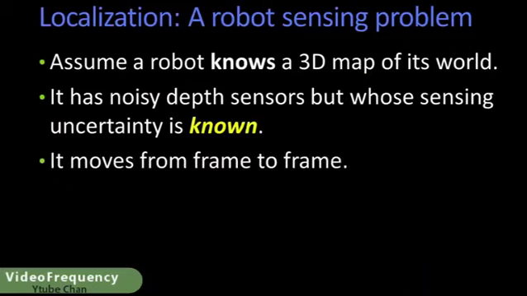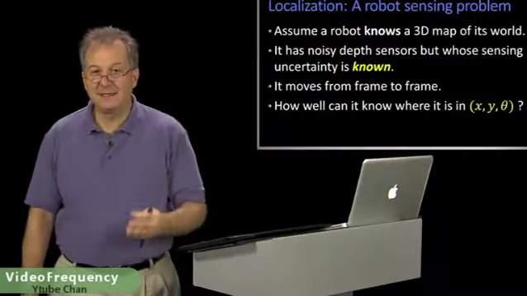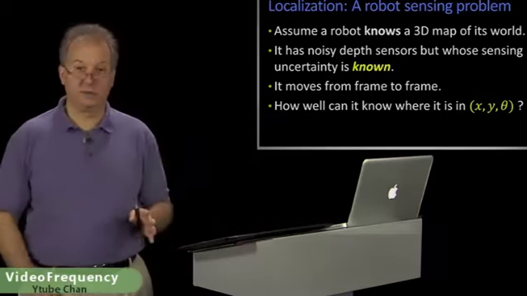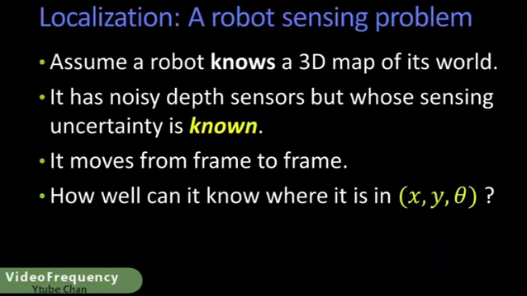It moves between frames, and it takes a set of readings, and then it moves again and takes a set of readings, and it moves again. The idea is it keeps taking all these readings, and the question is, how well can it know its state? So what is its state? Its state is 3 values: x, y, and theta, its orientation. That's why we're just doing a mobile robot on the ground, 3 dimensions.